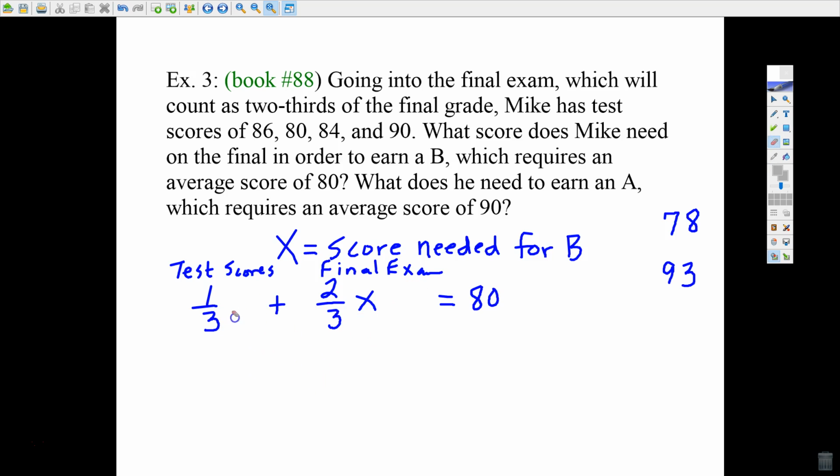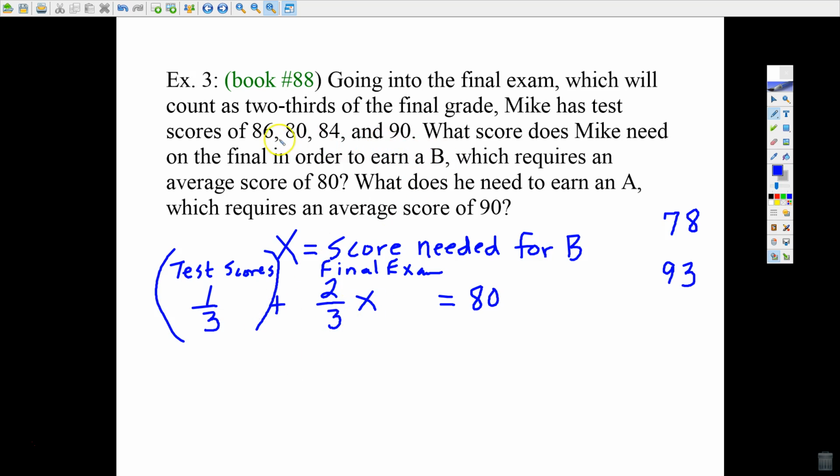I didn't need this x here. Sorry. So 1/3 of his grade will come from the average of these. 1/3 of test scores. I'll just show it like that, and then we'll calculate what that is.